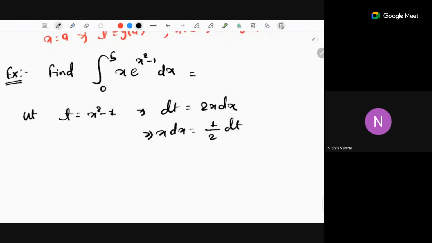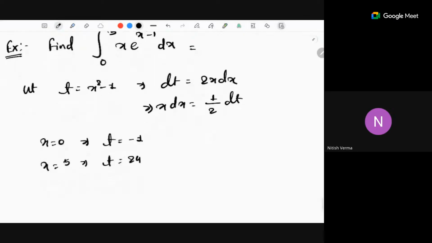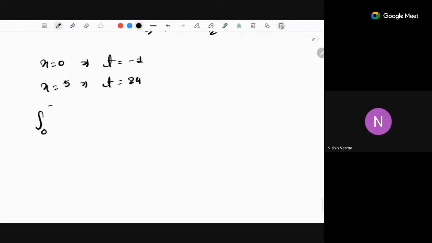And the limits will be: if you take x equal to 0, this will imply t is equal to minus 1. And if you take x equal to 5, this will imply t is equal to 24, since 5 square minus 1 is 24. So that means the integration from 0 to 5 of x e to the power x square minus 1 dx will change into the integration from minus 1 to 24, where x dx will become dt by 2, and e to the power t. Is that clear so far?